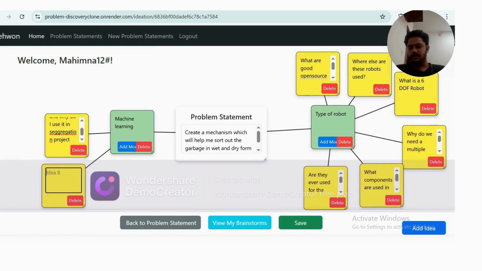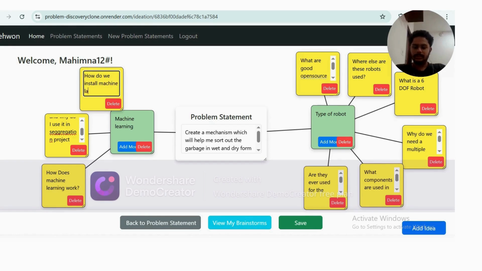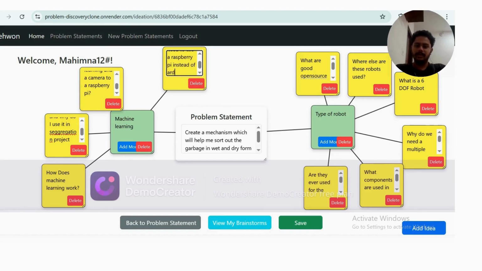How does machine learning work? How do we install machine learning and a camera to a Raspberry Pi? Why do we need to use a Raspberry Pi instead of Arduino and sensors?